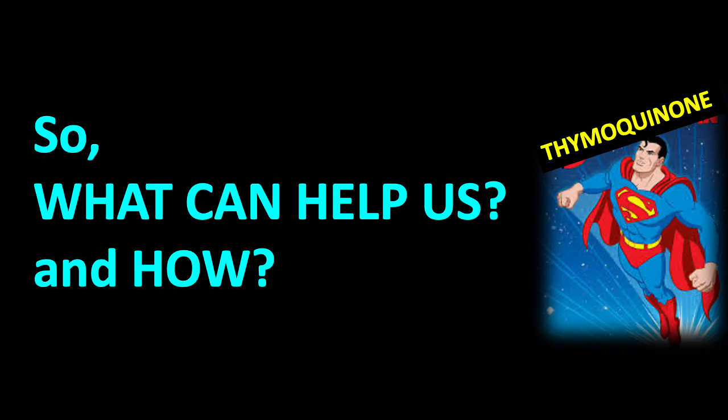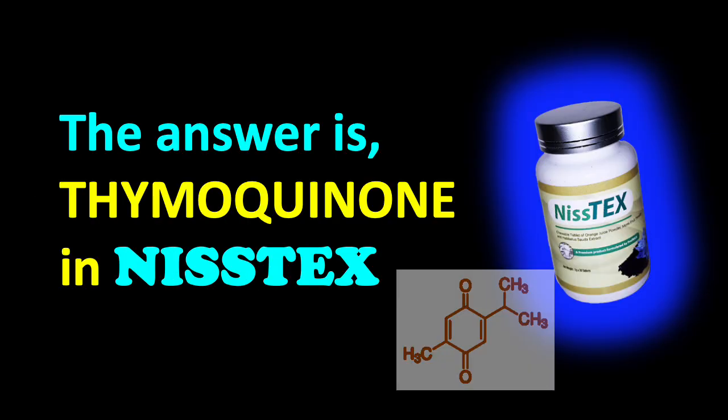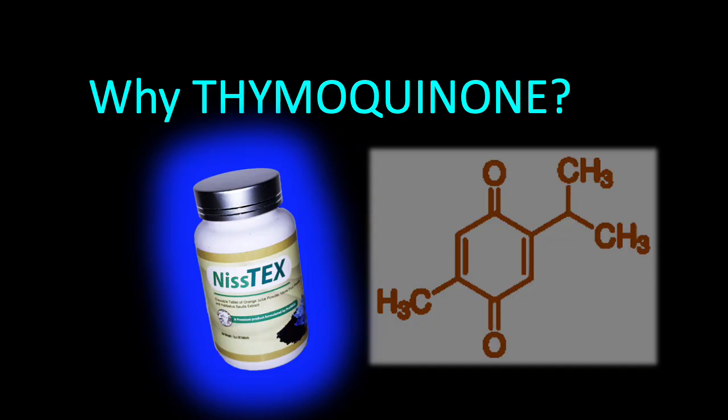Okay, so what can help us and how? Okay, we need to find a way, and there must be a way. So this is very important for us to understand. The answer is thymoquinone, which is found in the product Nisstex. Okay, why thymoquinone? Okay, what is thymoquinone? Thymoquinone is a compound that is found in the black seed. Okay, the properties of thymoquinone are quite similar to ivermectin, and they do a lot of things to the body.